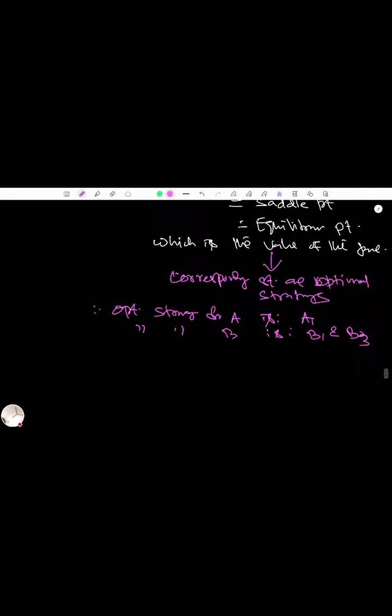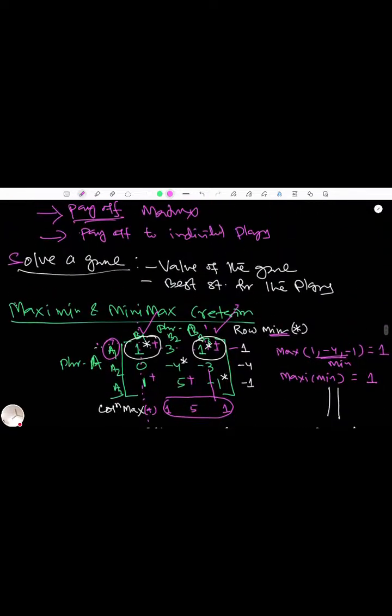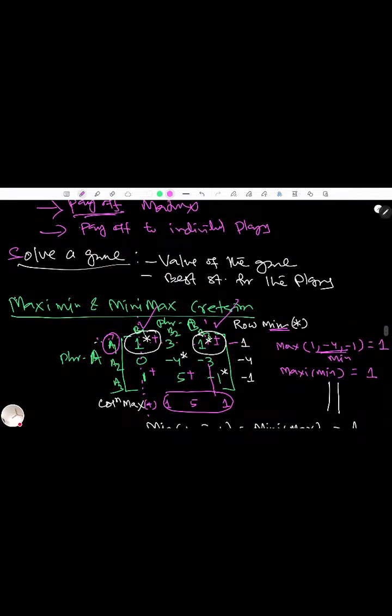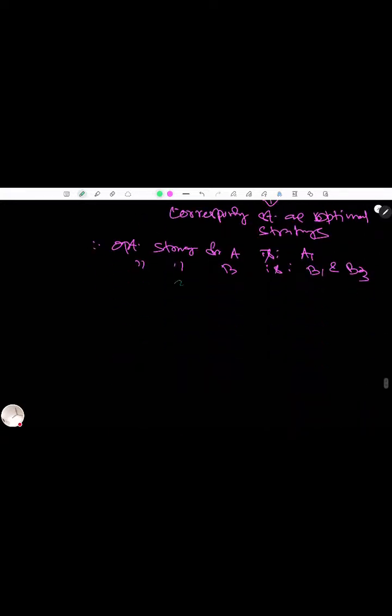Now the situation arises when we don't find a pure strategy. This maximin and minimax principle will give you the pure strategies. Now if there is no pure strategy, if we don't find equal maximin and minimax values, what will happen? If maximin is not equal to minimax, then this implies there is no saddle point.